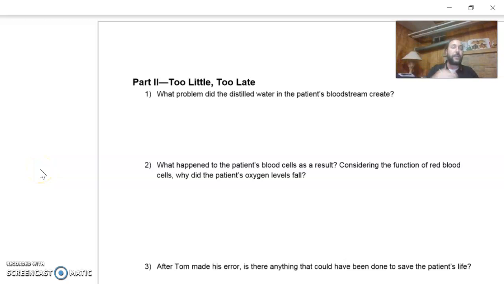Over on the second problem, we have a guy who gets deionized water injected into his blood vessels, and it causes his oxygen levels to decrease and he dies. What problem did the distilled water in the patient's bloodstream create? Well, the problem in this case is the distilled water caused the cells of his body to expand and burst, and as a result his blood lost the ability to carry oxygen, because the red blood cells would carry oxygen. The distilled water was very hypotonic and forced the water into the red blood cells, causing them to break.